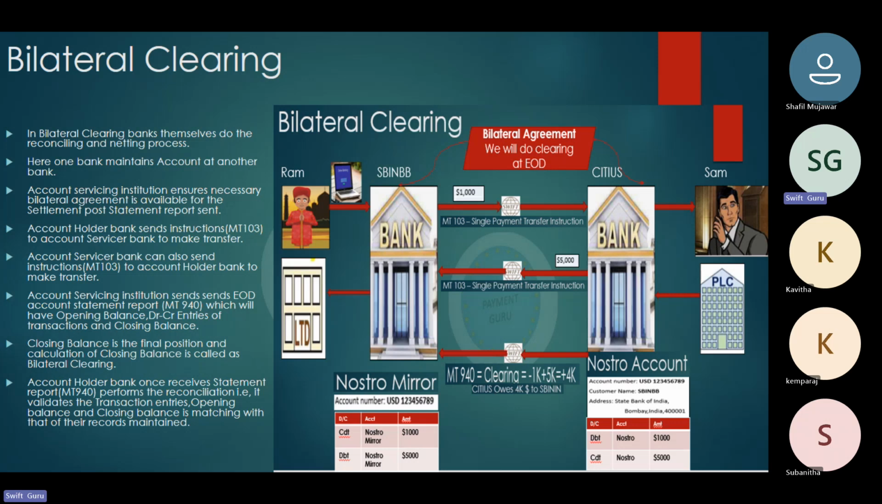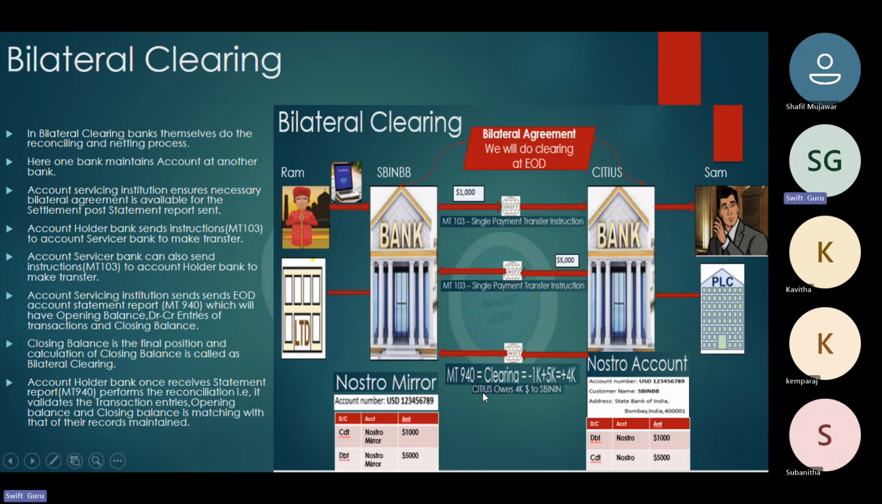In the example we had taken, State Bank of India had opened an account in Citius Bank, and they used this nostro account for their debit and credit transactions. By the end of the day, to do the reconciliation, Citius Bank will generate one statement report containing similar information to what we just discussed: the opening balance, the closing balance, and the transaction entries throughout the day.